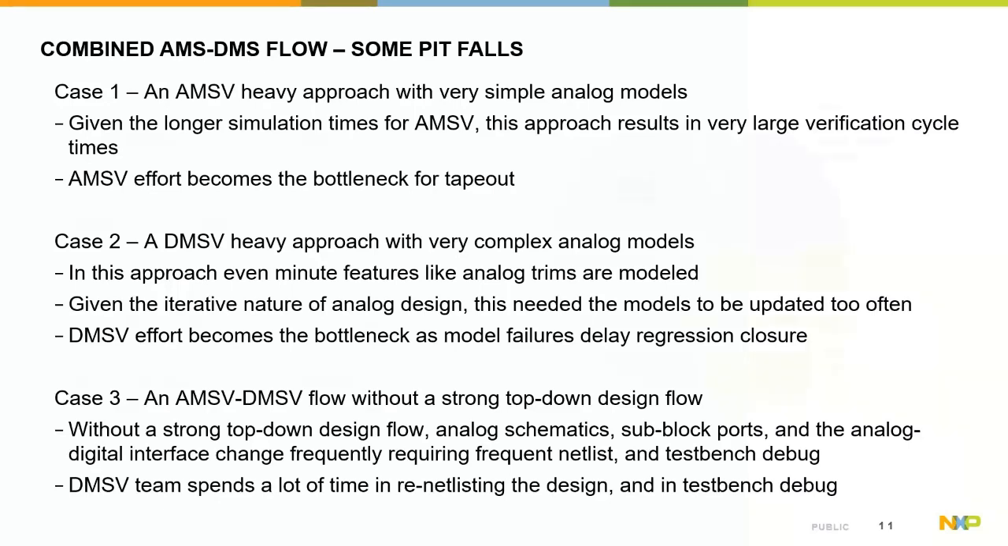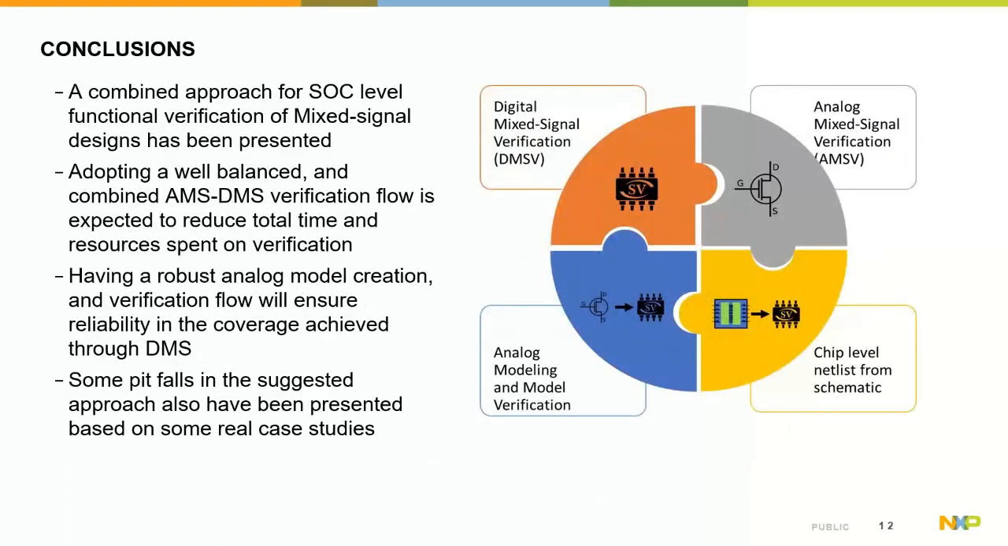So to conclude, I tried to present a combined approach for SOC level functional verification. Adopting a well-balanced AMS and DMS verification flow is expected to reduce the total time and resources spent on verification. Having a robust analog model creation and verification flow will ensure the reliability and the coverage achieved through DMS. Here I try to show that if mixed signal verification is the puzzle, then these are four of the major pieces that solve the puzzle: DMS, AMS, analog modeling and model verification, as well as chip level netlisting from schematic. Thank you.